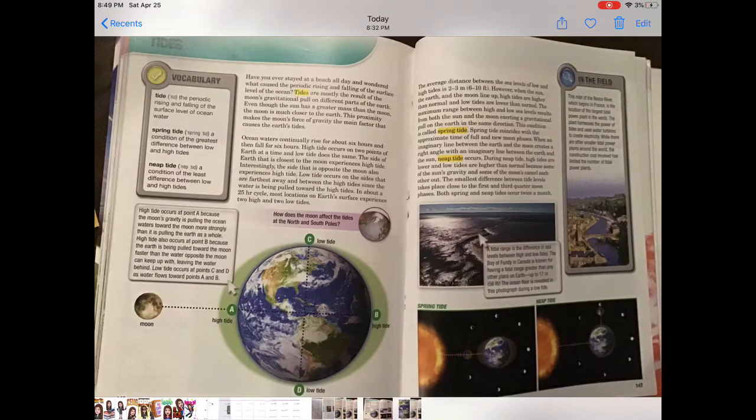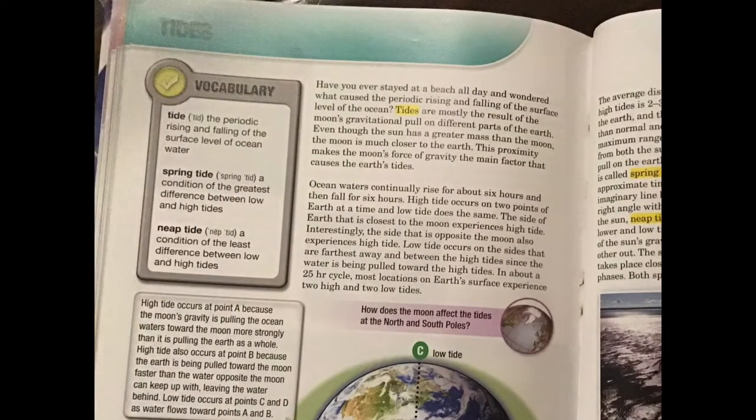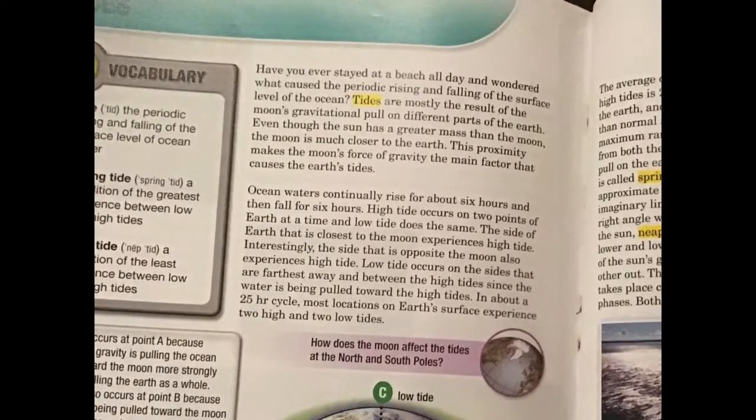Okay, so the first vocab word is going to be tide: the periodic rising and falling of the surface level of the ocean. All right, let's start reading at the top of your page here. Have you ever stayed at a beach all day and wondered what caused the periodic rising and falling of the surface level of the ocean? I know you guys have all done that. Tides are mostly the result of the moon's gravitational pull on different parts of the earth. All right, so the moon's gravitational pull is what is causing those tides. Even though the sun has a greater mass, the moon is much closer to the earth.